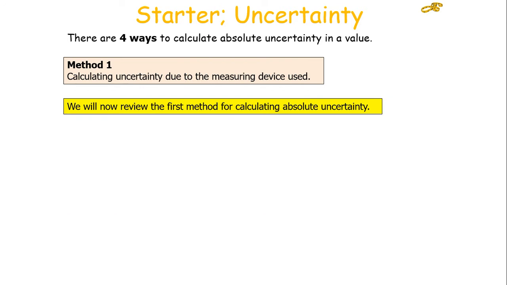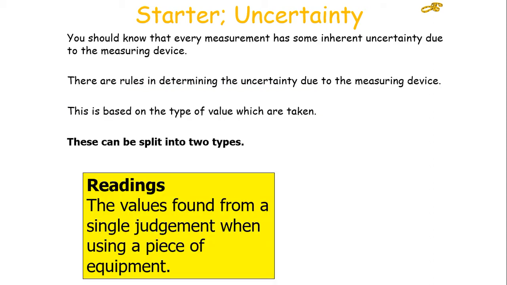So we're now going to review the first method for calculating absolute uncertainty, which is calculating uncertainty due to the measuring device used. Now, you should know, like we mentioned before, that every measurement has some inherent uncertainty due to the measuring device. So there are set rules used in determining the uncertainty due to a measuring device, and this is based on the type of values which are taken, which can be split into 2 types.